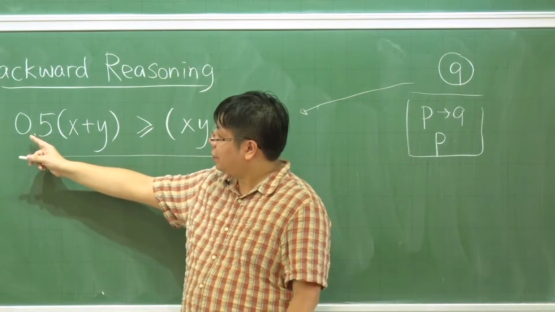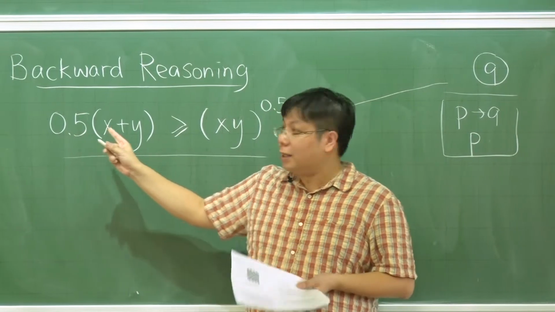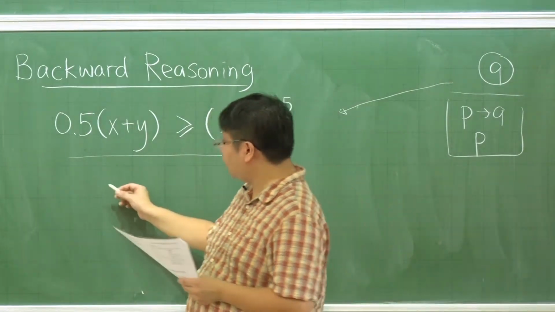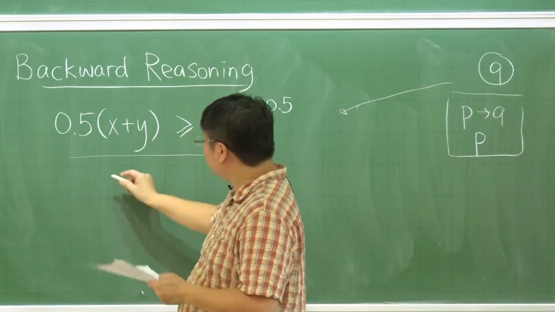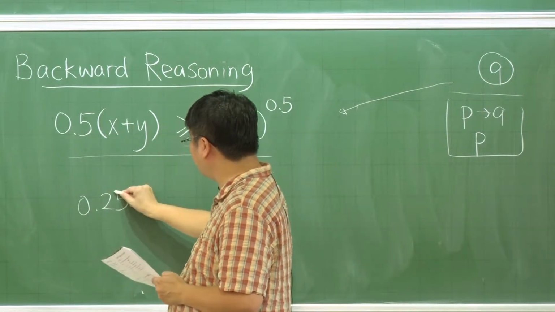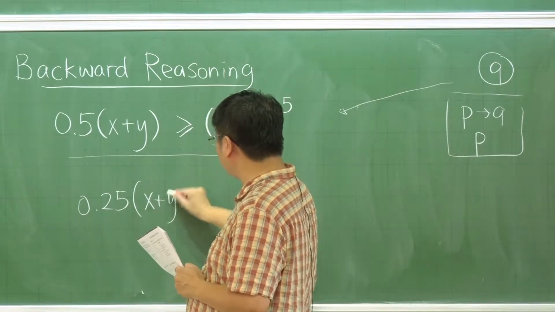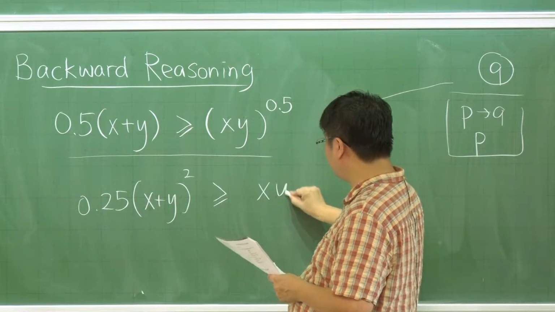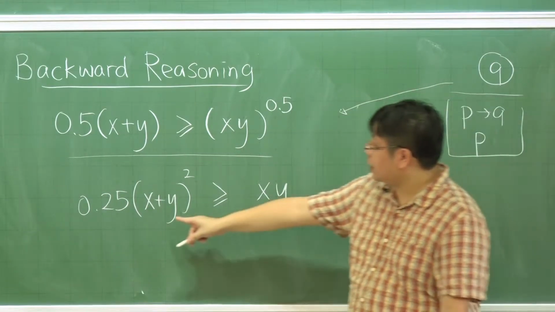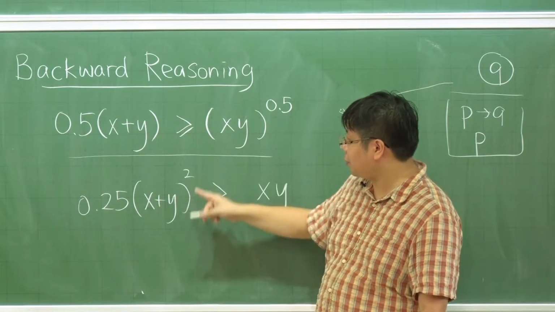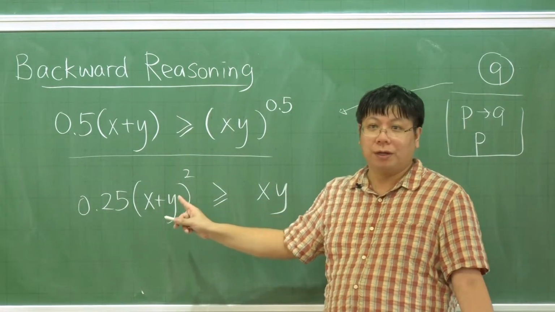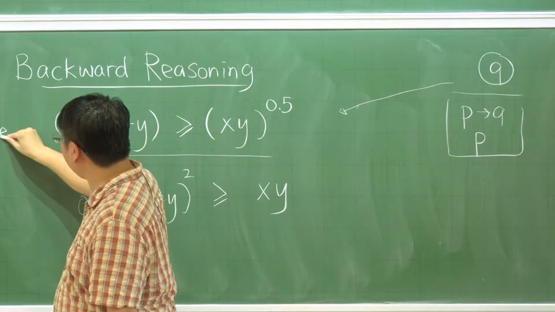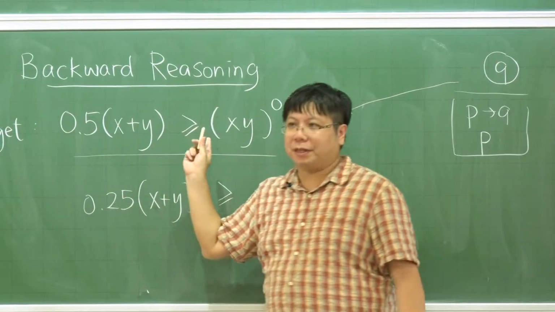So we know that this happens if and only if we can write it down as 0.25 times (x plus y) squared is greater than or equal to xy. I'm writing this down, but it doesn't mean that I'm showing this implies this. No, no, no. This is our target. But the target seems to be difficult to show.